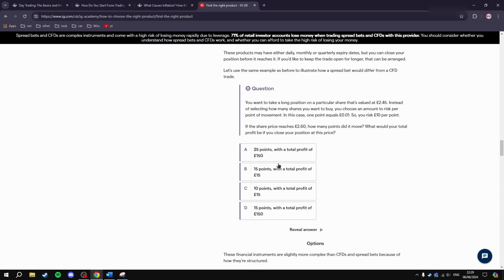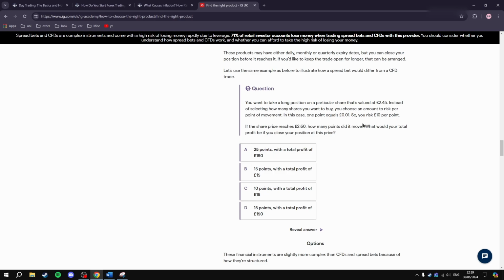Let's use the same example as before to illustrate how a spread bet would differ from a CFD trade. Question: you want to take a long position on a particular share that's valued at £2.45. Instead of selecting how many shares you want to buy, you choose an amount to risk per point of movement. In this case, 1 point equals £0.01, so 1 pence. So you risk £10 per point.